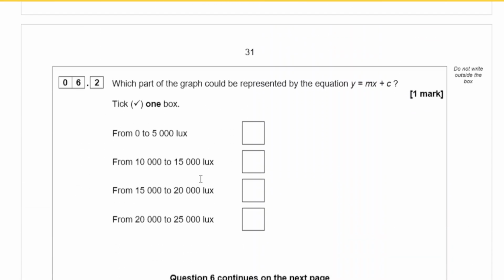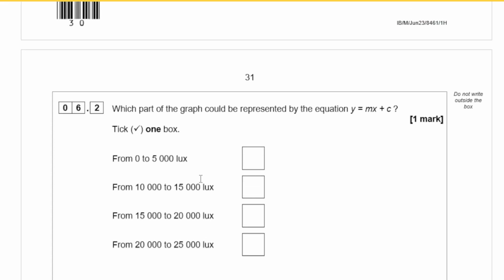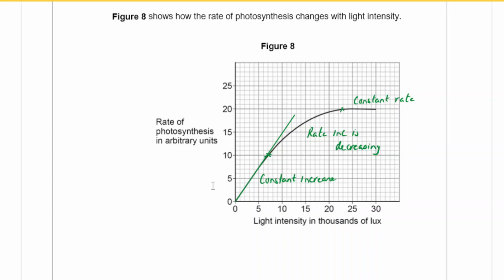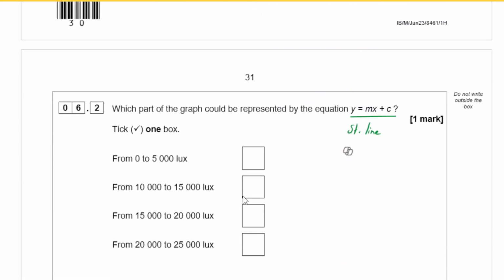Right. So which part of the graph could be represented by the equation y equals mx plus c? Now this is the first time I've actually seen a link to a mathematical equation here. This equation is representing a straight line. So where is the point where it's actually increasing? So it's basically between 0 and about 7. So the option that you have is 0 to 5,000, which would be the answer.